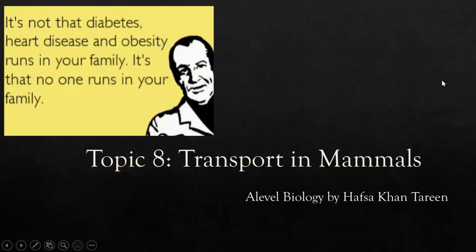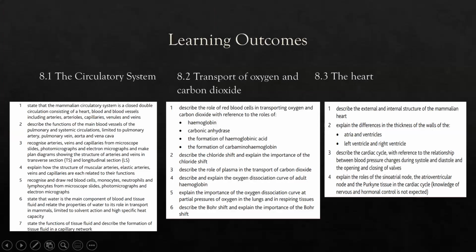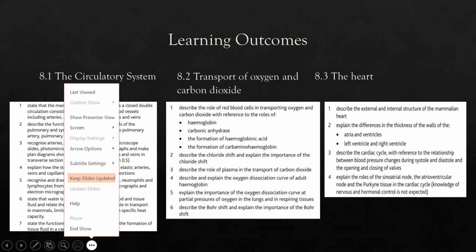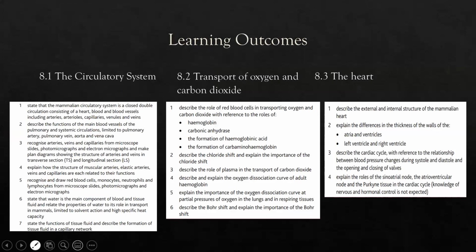Okay, so we're doing transport in mammals. Let's start off with the learning objectives that we have. The learning objectives given in your syllabus include the general system, the arteries, capillaries, veins, oxygen curves, how oxygen is carried, how everything happens, and then the anatomy of the heart, how the heart performs its role, how the heart itself is used, etc.